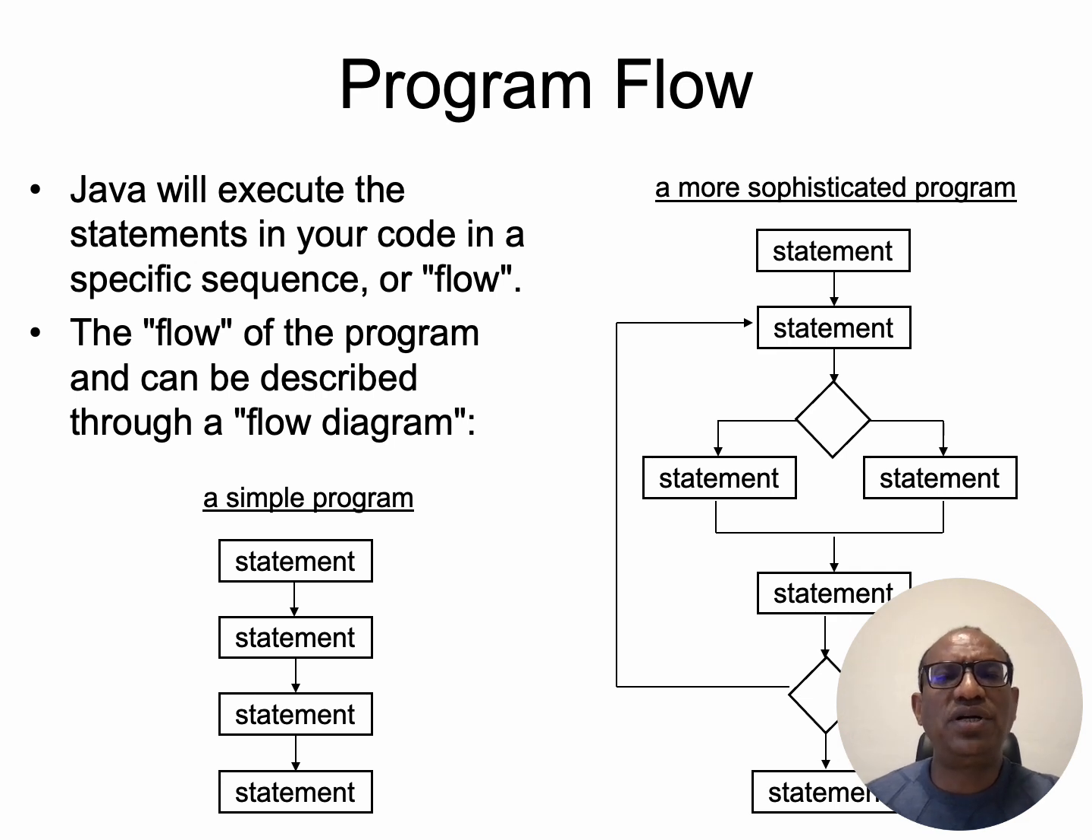In Java, the order in which statements are executed is called program flow. A simple program runs its statements one after another in sequential order. A more complex program may alter this flow using control structures such as loops and decision statements. Understanding how to control the flow of a program is crucial for building efficient and logical applications.